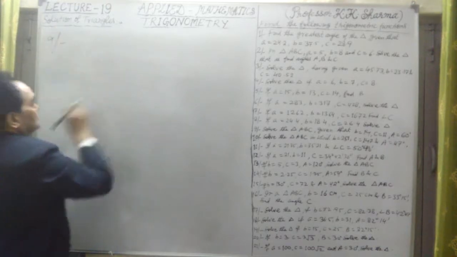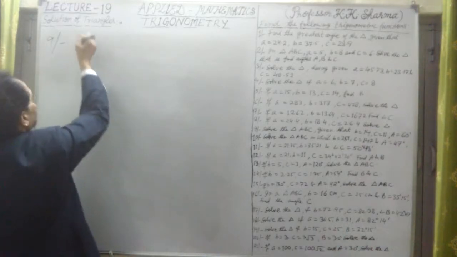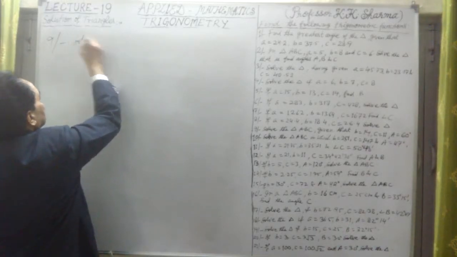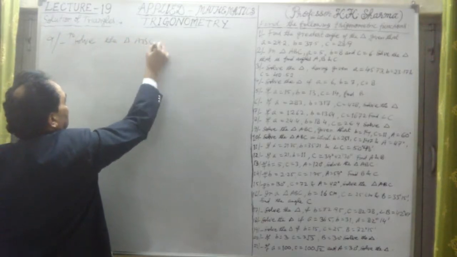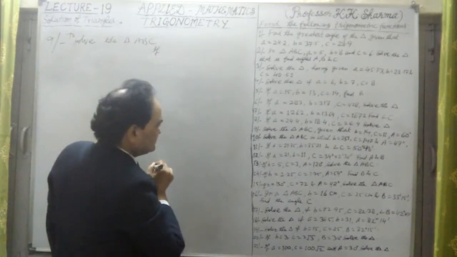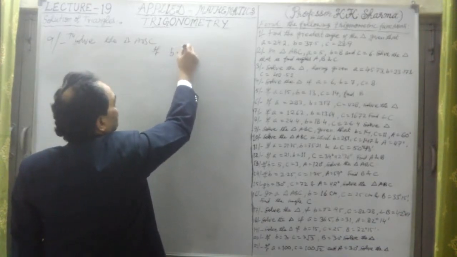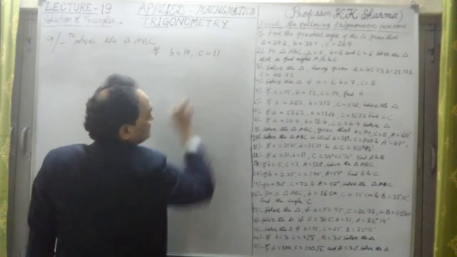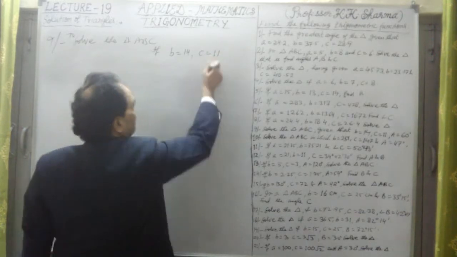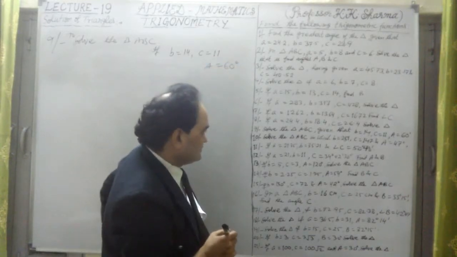Question number 9. Ninth question. Solve the triangle ABC if what is given to us? Given b is equal to 40, c is equal to 11, and angle A equal to 60 degrees. This is angle A, 60 degrees.